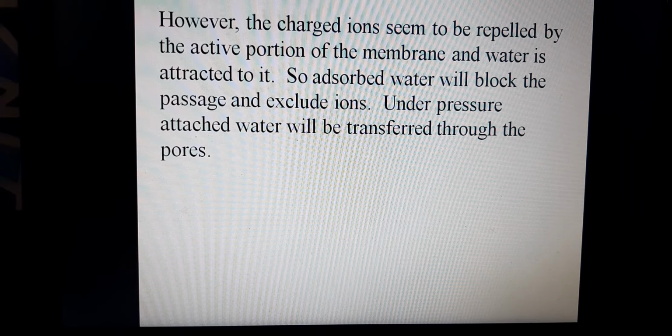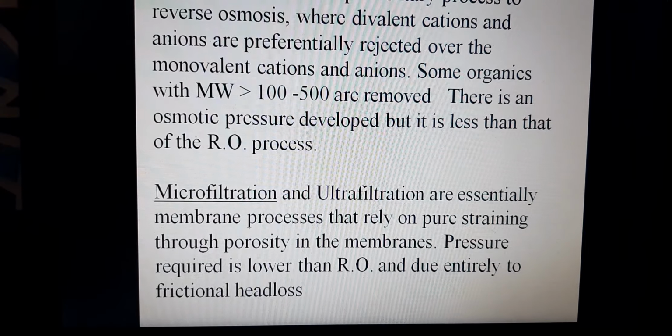However, the charged ions seem to be repelled by the active portion of the membrane, and water is attracted to it. So absorbed water will block the passages and exclude ions. Under pressure, attached water will be transferred through the pores.